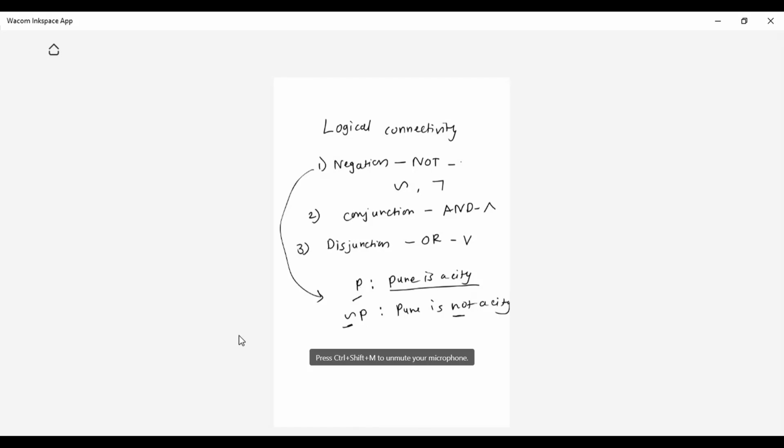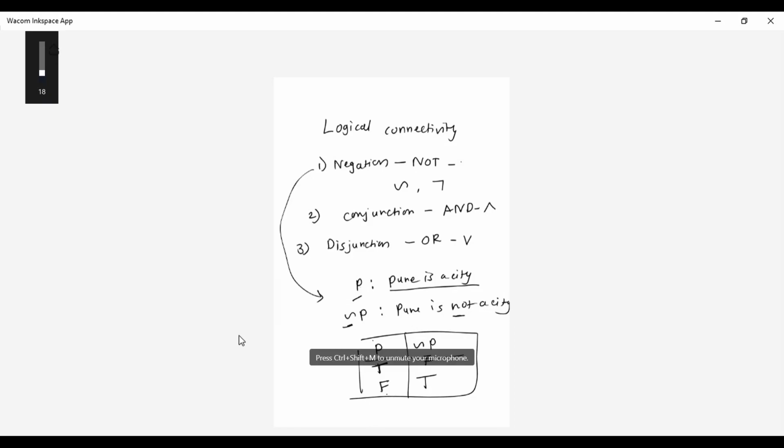Then conjunction. With the truth table, how are you going to write it down? Suppose for P, I have true and false values. So negation P, how do I write it? Negation P, for true, I'll write false. For false, negation would be true. So this is the simple truth table for negation.